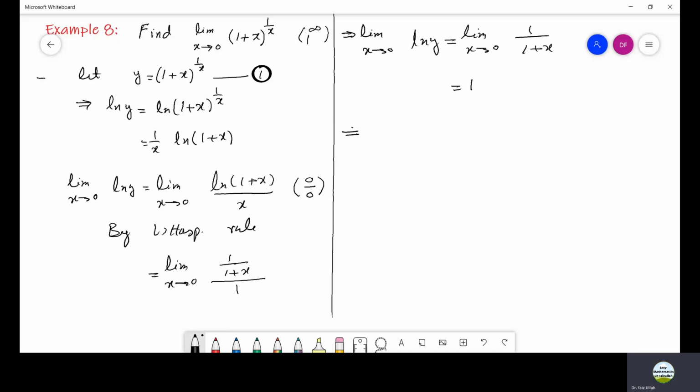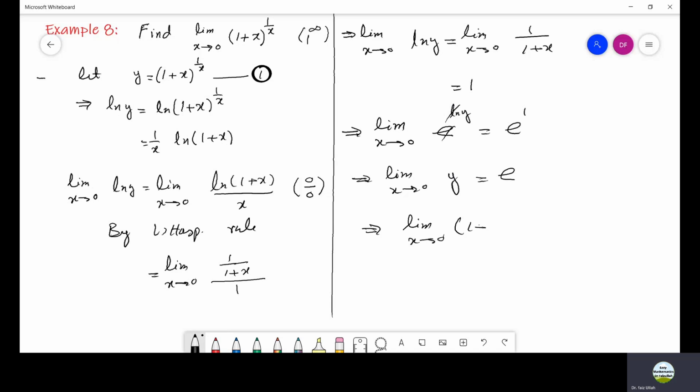In the next step, let us write both sides into the power of e. So we can write e power ln y is equal to e power 1. Ln will cancel with e and we can get limit x approaches to 0, y is equal to e. Now what is y? Look at 1. From 1 we can write the value of y, which is 1 plus x whole power 1 over x. And this is equal to e. So that is the required solution.